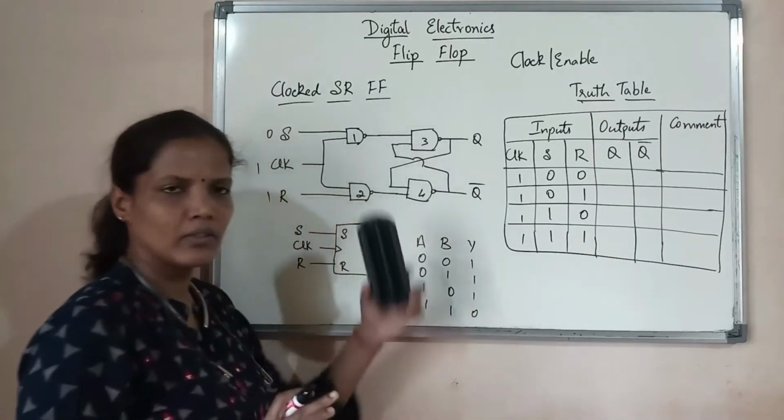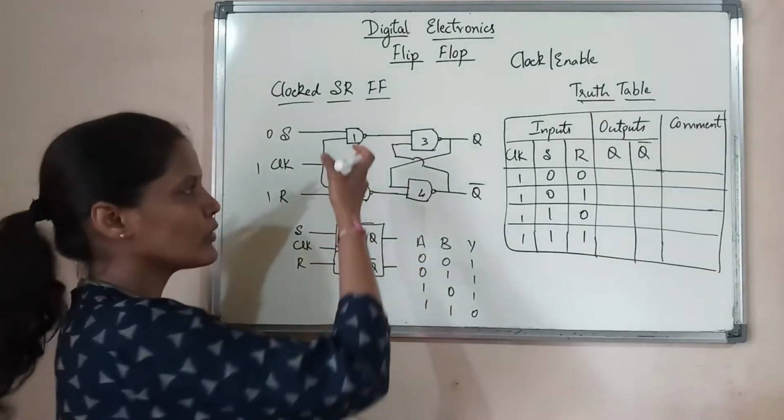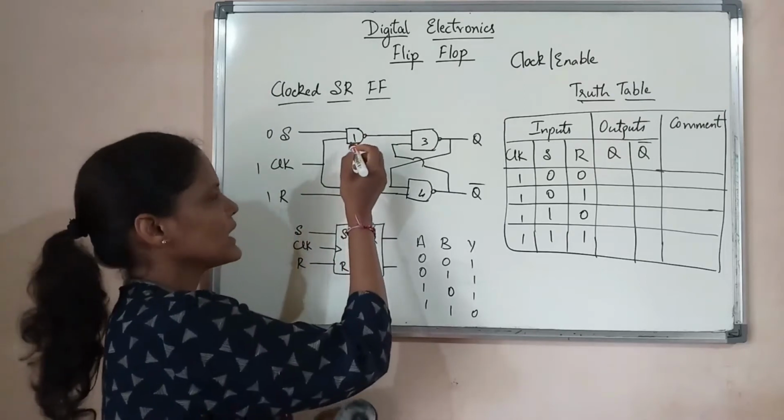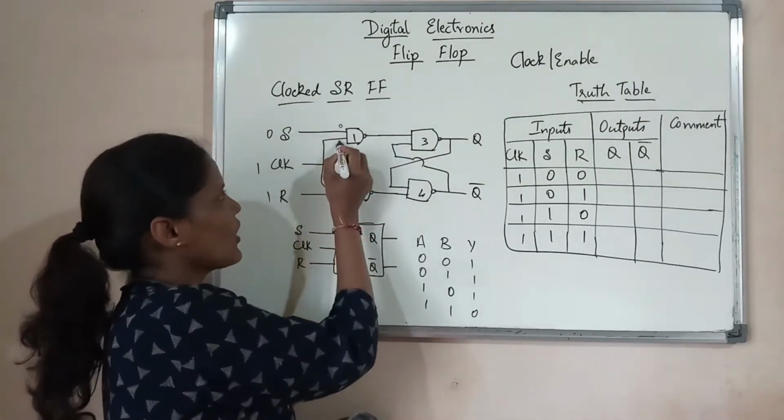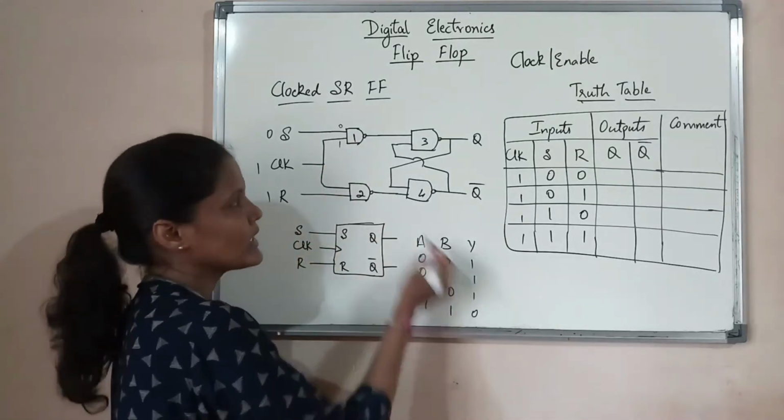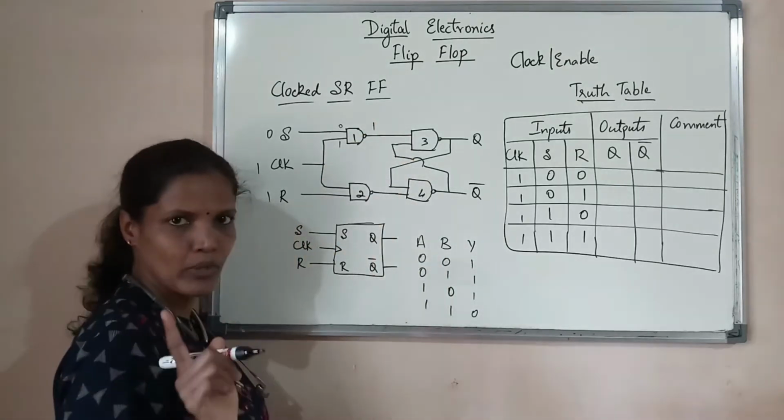ಸೊ ಇದ್ರ ಮೇಲೆ ನಾವು let us try to understand what will be the output of different NAND gates. ಸೊ when I consider this first NAND gate, S value is equal to 0, clock value is equal to 1, 0 1 ಇರುವಾಗ the output of this is equal to 1. Clear?